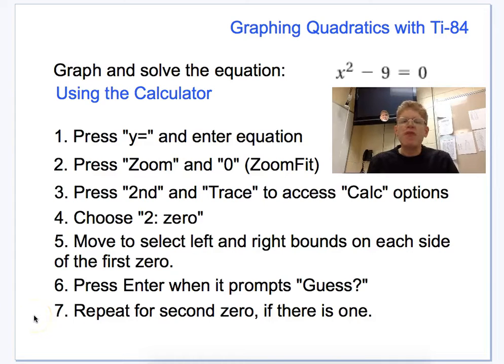All right, so when we're graphing quadratics, sometimes it's annoying to have to write it out on paper. Sometimes we have to do it anyway, but when it's not necessary, we can use our graphing calculator to help us out. So here's how we can graph quadratics using your TI-84.